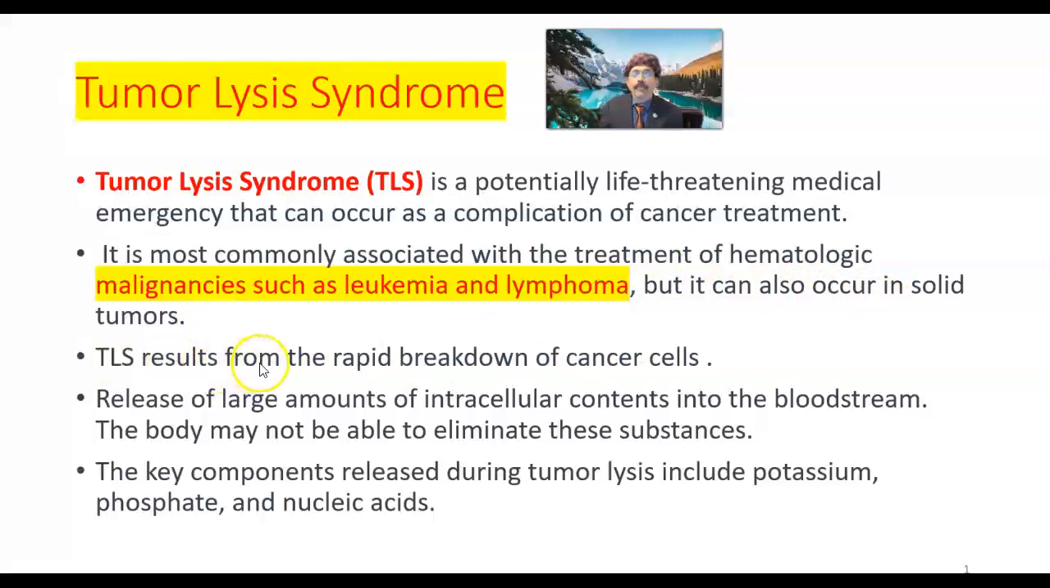Tumor lysis syndrome results from the rapid breakdown of cancer cells, with release of large amounts of intracellular contents into the bloodstream. The body may not be able to eliminate these substances, so there will be a metabolic imbalance. The key components released during tumor lysis include potassium, phosphate, and nucleic acid.